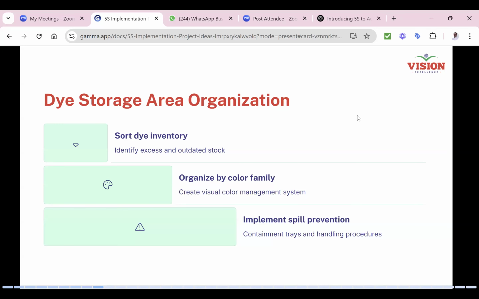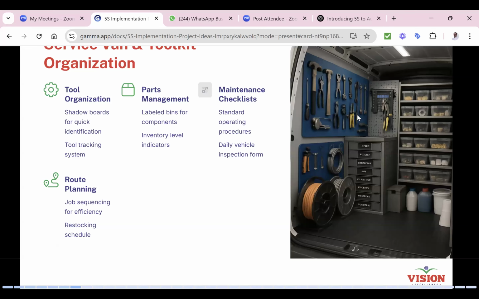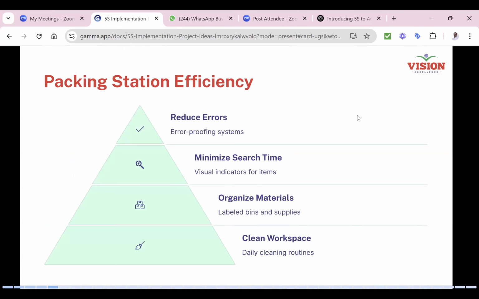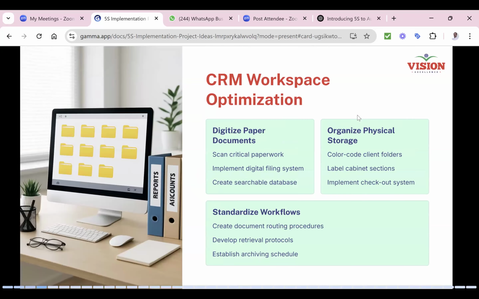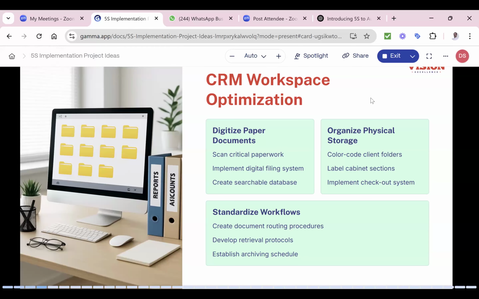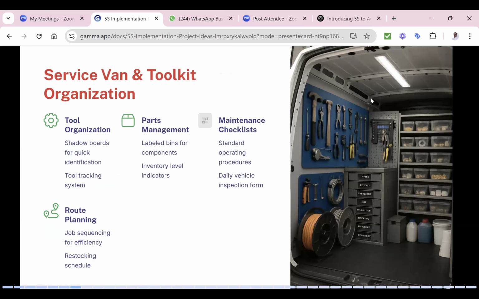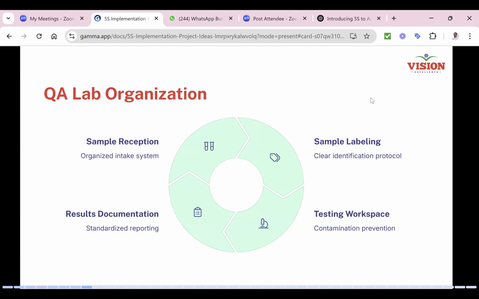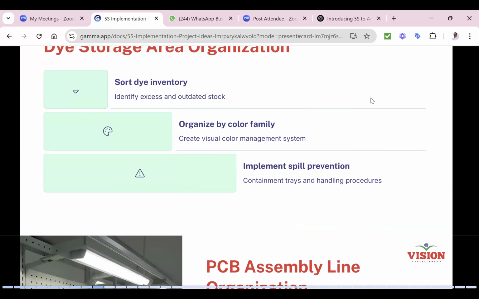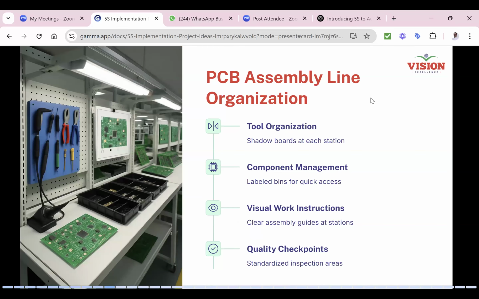So this is again, sir, for CRM, can you please go back to CRM? Let me have a look on that. It's just an illustration. It's more of digitally organizing your information and everything related to that. Okay, got it, sir. Yeah, this is only an idea to give you a bigger picture, and a confidence of implementing 5S in your workplace. Yeah, it can be in a storage area, PCB assembly line organization.